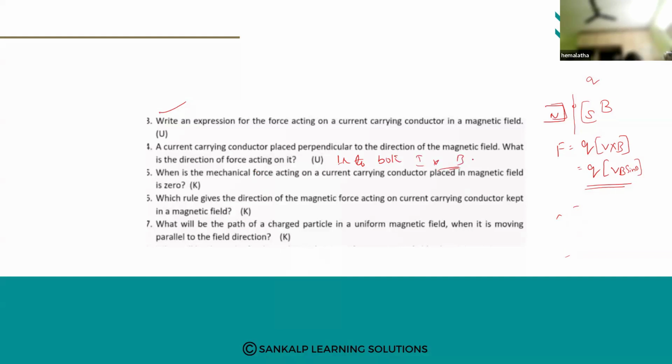Next one is Q and B. This is in accordance with Fleming's left hand rule, perpendicular to both the conductor and the magnetic field also. When is the mechanical force acting on a current carrying conductor placed in a magnetic field 0? So, what is the formula for that?